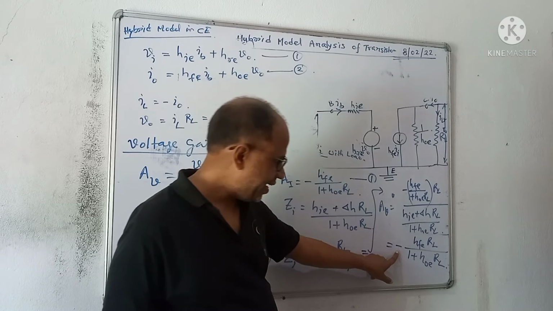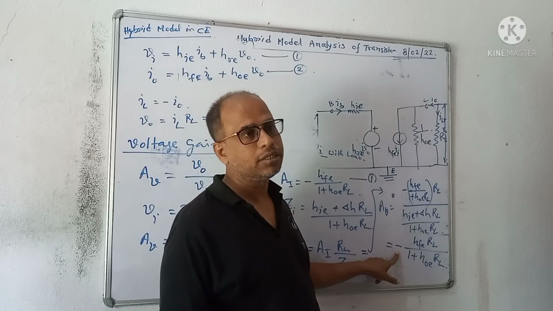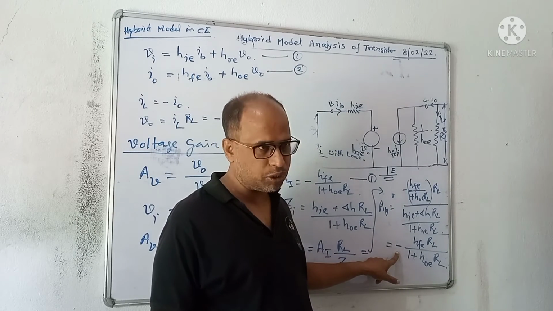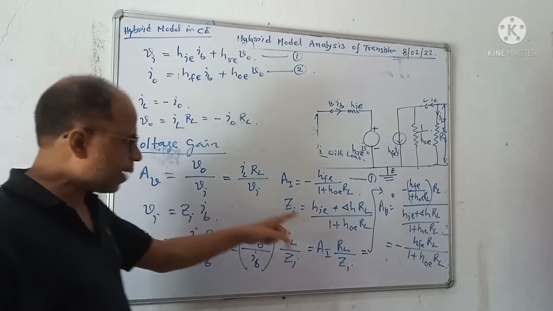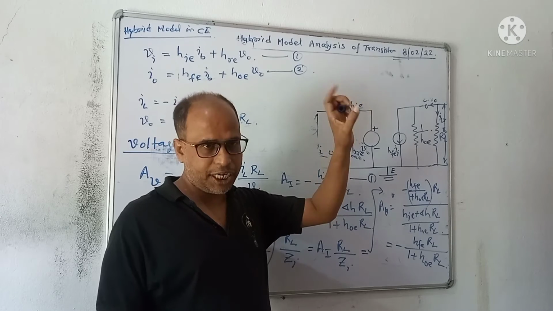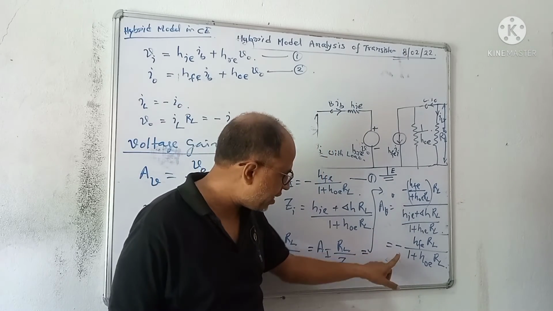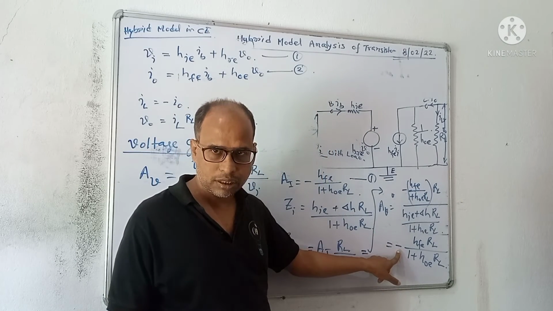Negative sign, why? Because of input signal and output signal. AV means output by input. Therefore, they are 180 degree out of phase. That's why this negative sign comes.